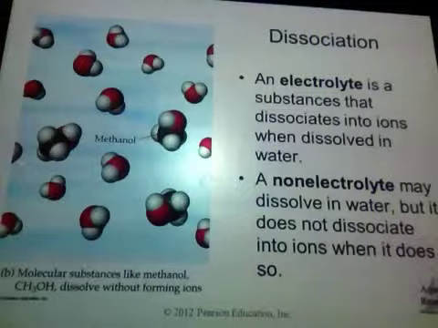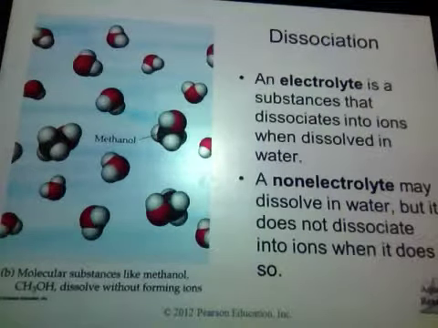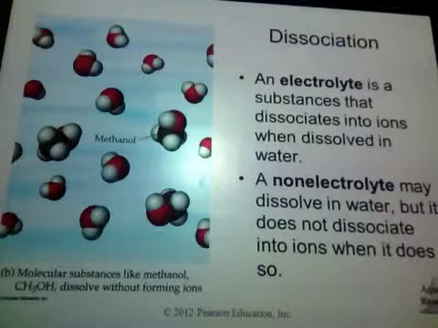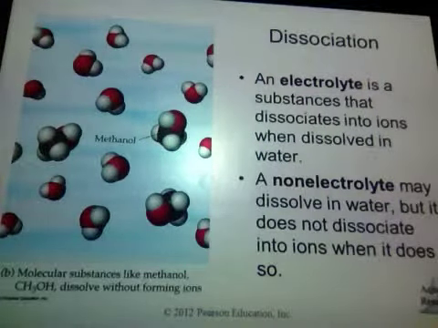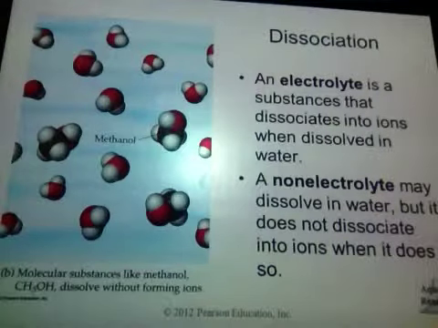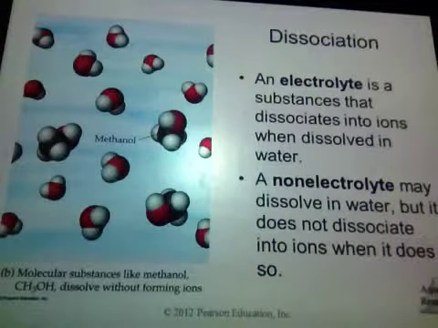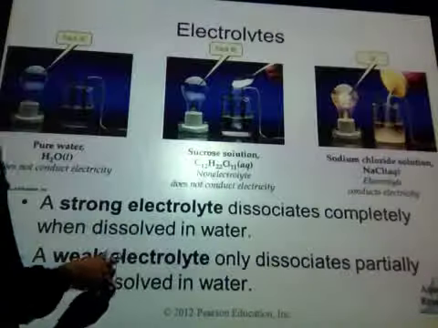A non-electrolyte may dissolve in water, but it will not dissociate into ions very easily, or it may not dissociate into ions at all. We'll look at an example of this on one of the next slides, so let me wait for that.